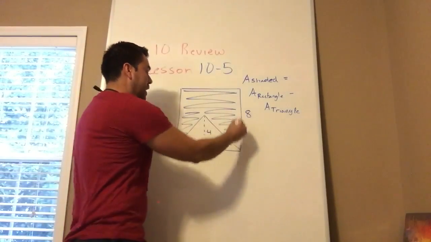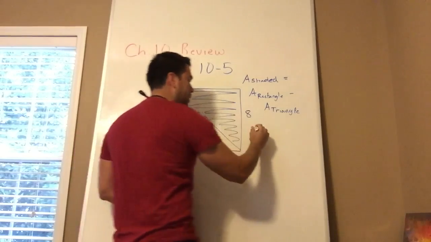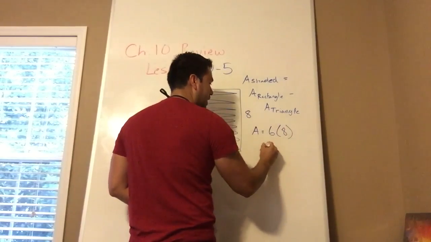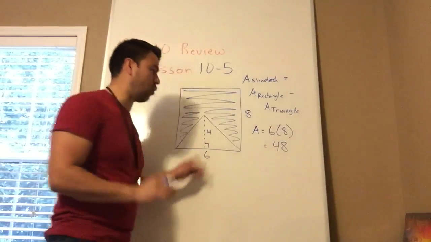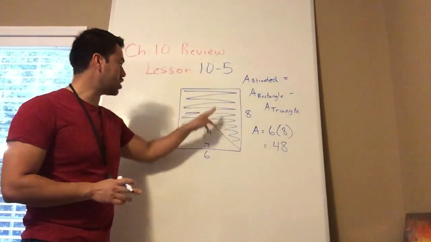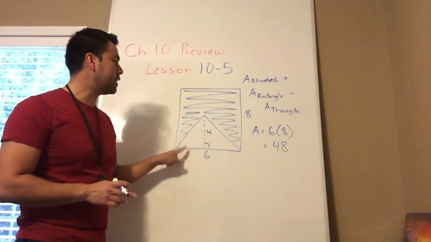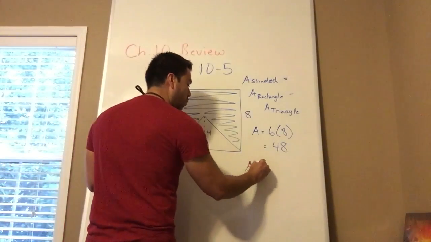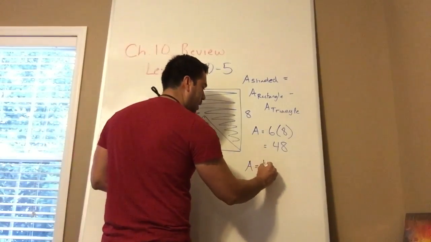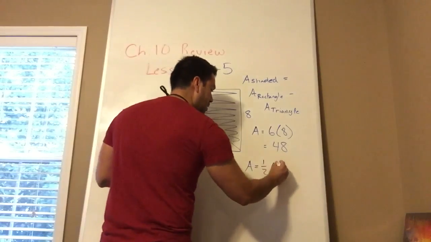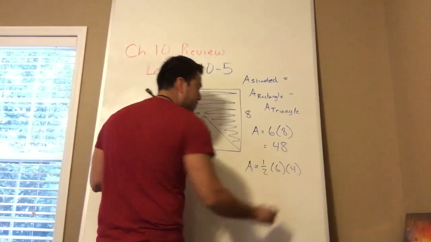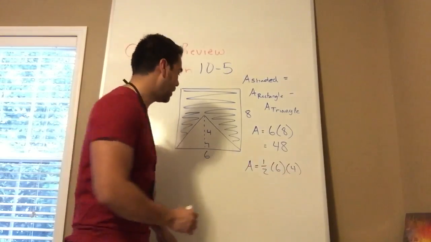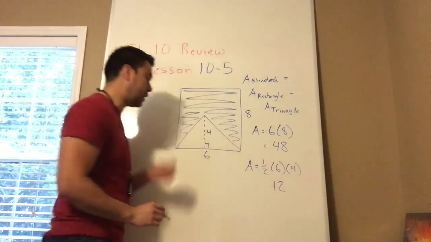So the area of the rectangle is 6 times 8. And that's going to get me 48. So that's the area of the whole thing. But if I want to just get the shaded part, I have to get the area of the triangle and subtract it from that 48. So the triangle's formula for area is 1/2 base times height. So 1/2, and then the base is 6, and then the height is 4. And you can multiply in any way, so I'll do 1/2 times 6, that's 3. 3 times 4 is 12. So the area of the triangle is 12.